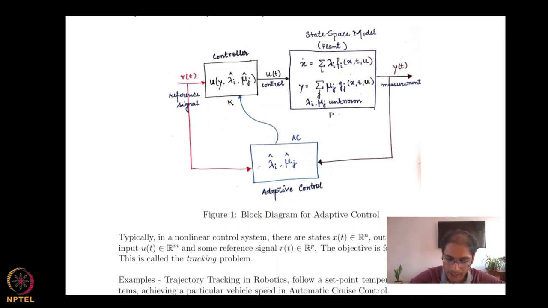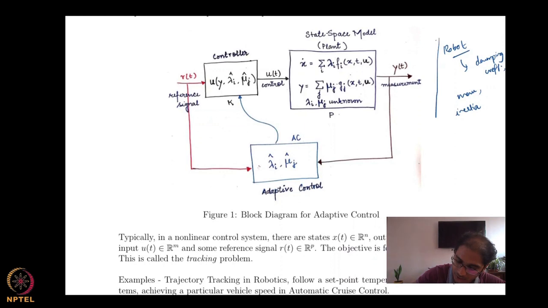The additional complexity in the systems that we are interested in is that these lambda i's and mu j's are unknown. So these are unknown parameters. There are lots and lots of examples of this. For example, if you consider a robot, then you may have a damping coefficient, mass, inertia, and so on. All of these can be unknown quantities.